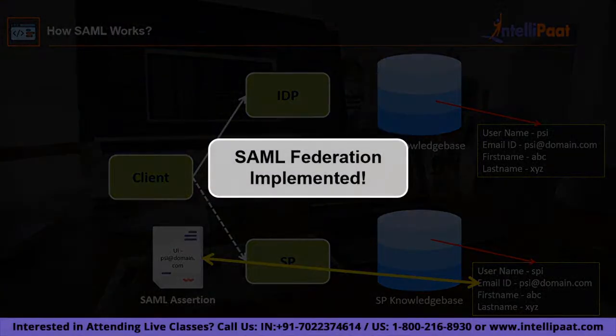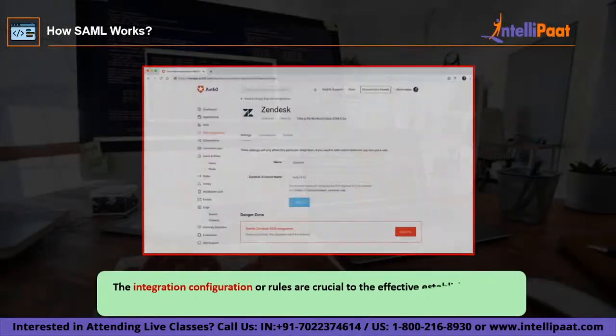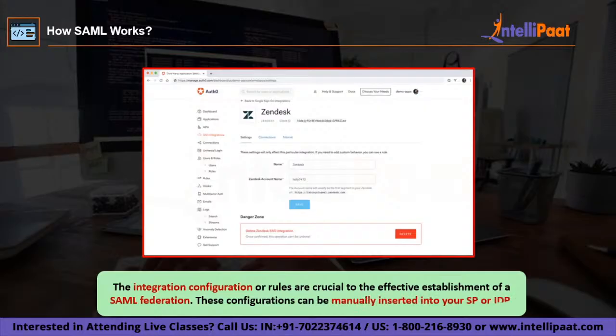The configuration or rules for integration are critical to successfully establish a SAML federation. These configurations can be entered manually into your service provider or identity provider, but often you collect the requirements and capabilities into an XML metadata file in order to share them.